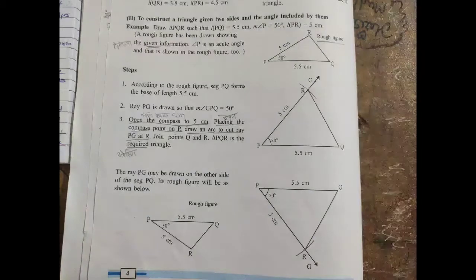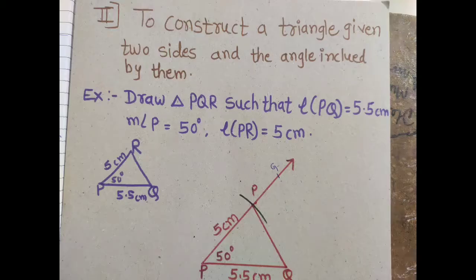After this, we are going to study the structure of the second triangle. To construct a triangle given 2 sides and the angle included by them.